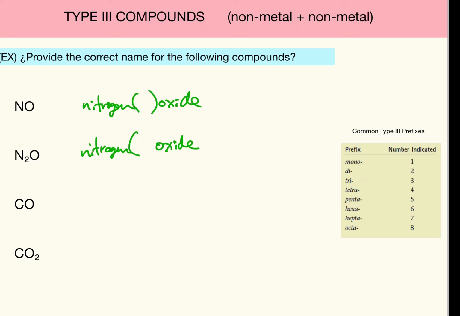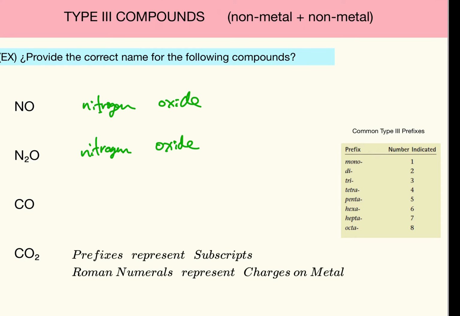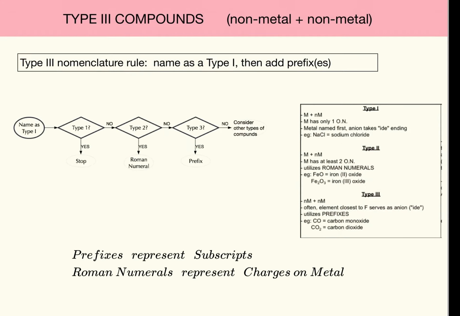This is what you don't do. Why? Because this is not a type 2 compound. This is a type 3. It's 2 nonmetals. So what you need to do is add a prefix. What does the prefix represent? This time the prefix doesn't represent charge, it represents subscripts. So the Roman numeral represented charge, but the prefix represents subscripts. Don't forget that. As you go from type to type, you have to switch gears, as it were.